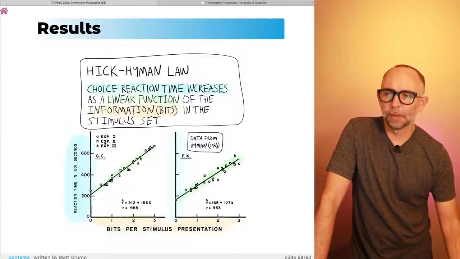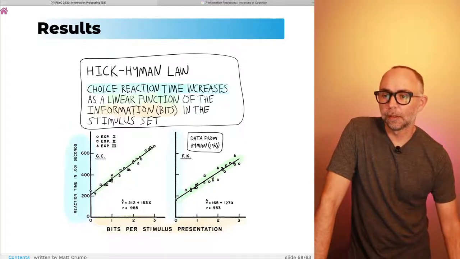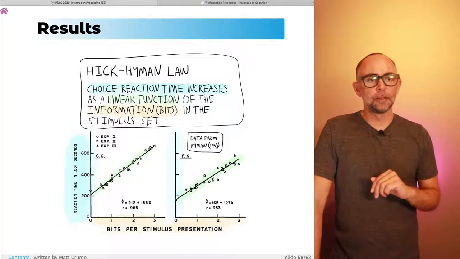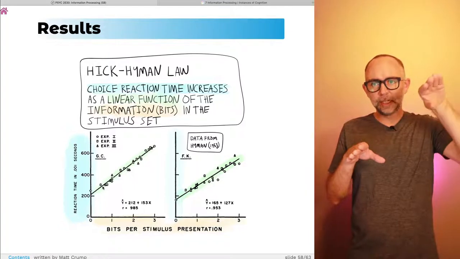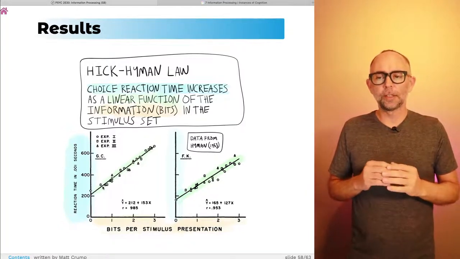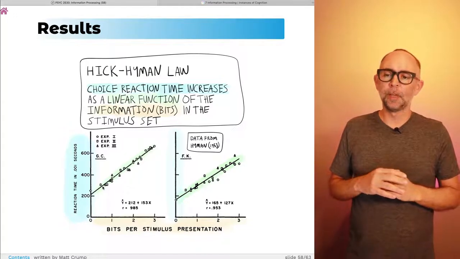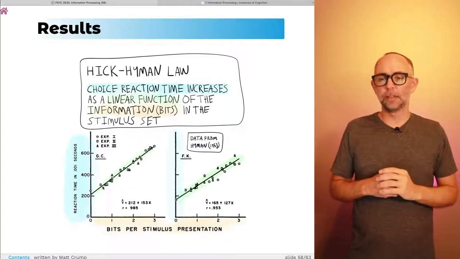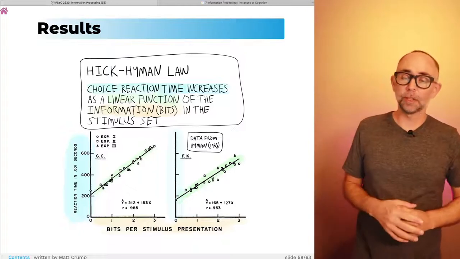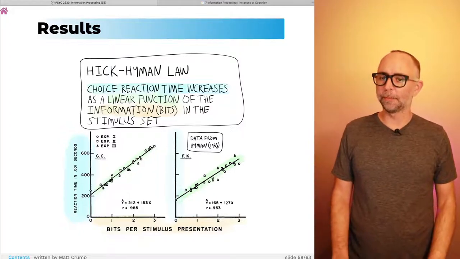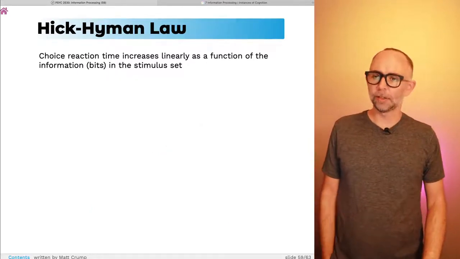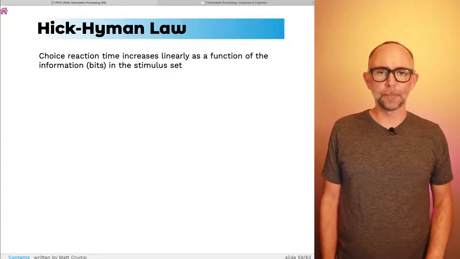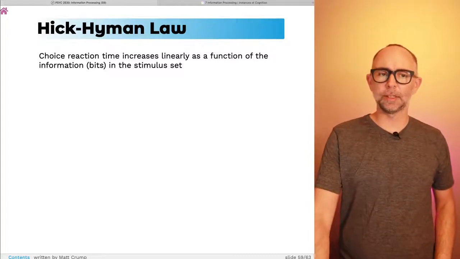The same thing is happening in experiment two, which are the squares. And that's the experiment that we just talked about. So people's reaction times are linearly increasing, not as a function of how many items are in the set, but how much information is in the set. And the third experiment was also interesting. I encourage you to read the paper if you want to learn more about that. All right, so this is a restatement of the Hick-Hyman Law, that choice reaction time increases linearly as a function of the information in the stimulus set.